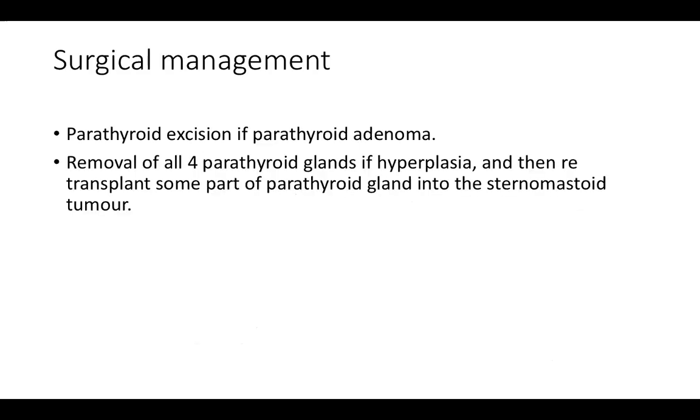So what surgery will you do? You will go for a parathyroid excision if there is a parathyroid adenoma, and you will remove all 4 parathyroid glands in case it is a parathyroid hyperplasia. And then you will reimplant some part of that parathyroid gland to retransplant into the sternomastoid muscle. Otherwise, it will lead to parathyroid insufficiency. But if it is malignancy, then naturally you can't do this, and you will have to consider long-term parathyroid hormone administration, synthetic ones.